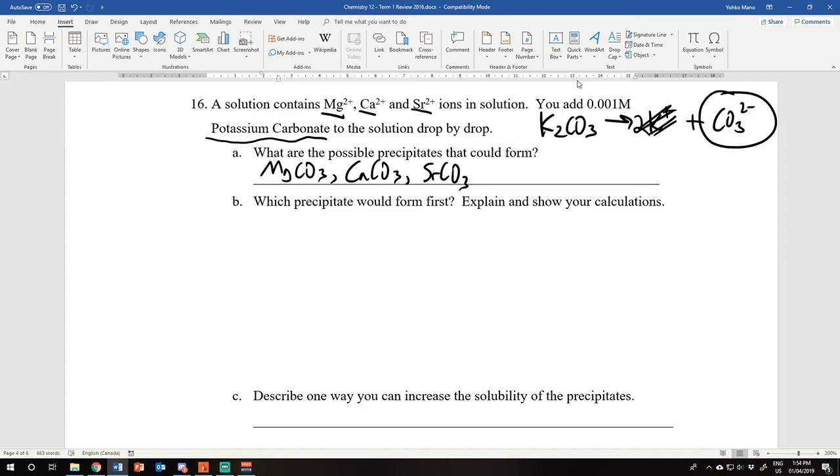Okay, that's easy. Keep in mind though that if it's not carbonate, like let's say this was a hydroxide, check the solubility table.